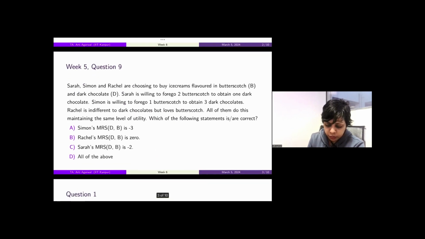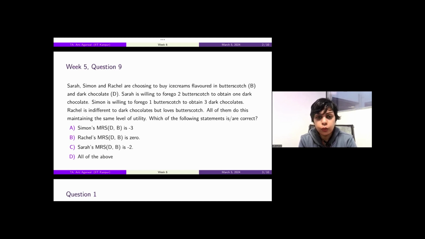All right, let's go to question 9. This one again tests that same basic fundamental which we were just discussing. There are 3 consumers, Sarah, Simon, and Rachel, and they are buying ice creams in 2 flavors, butterscotch and dark chocolate. So now the question is given the other way around, and we have to figure out which one is which. Sarah is willing to forego 2 butterscotch to obtain 1 dark chocolate.